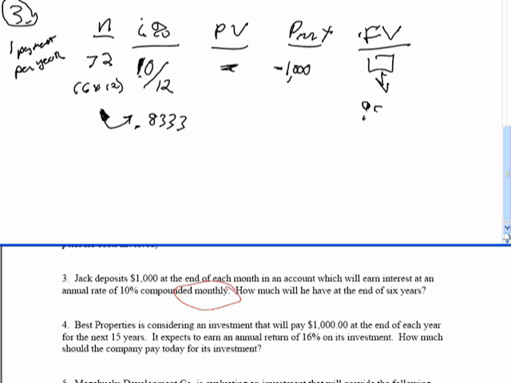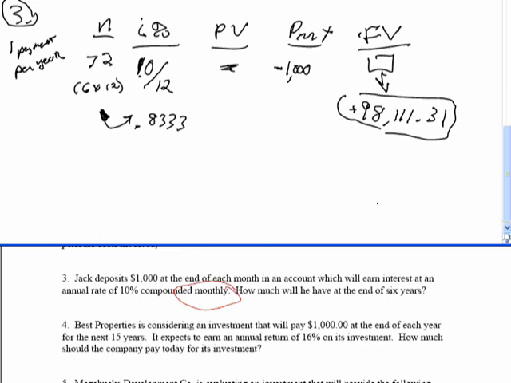And Jack is going to have $98,111.31. So the answer to number 3 is $98,111.31. So Jack will have that after the end of 72 compounding periods or 6 years. Okay.